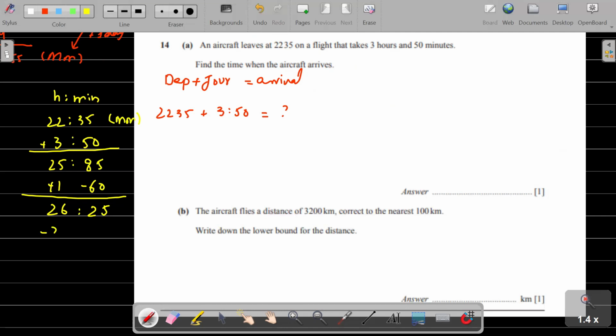So if I need to subtract 24 from it, then I have to add one day. Whenever I subtract 24 from the hour section, I will be adding one day. So 26 minus 24 is 2, 2:25, and here the day will become Tuesday, the next day after Monday. So our arrival time will be 2:25 on Tuesday.